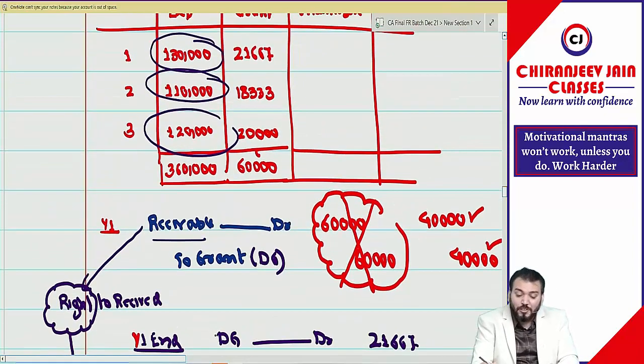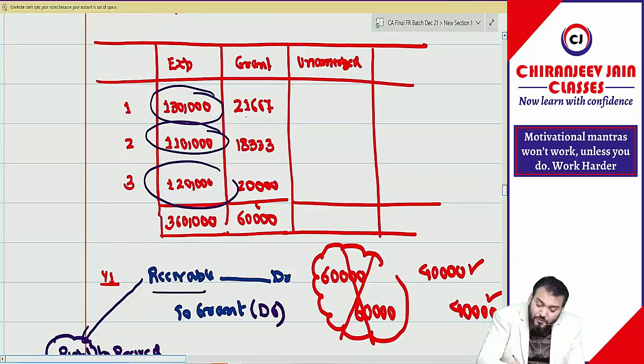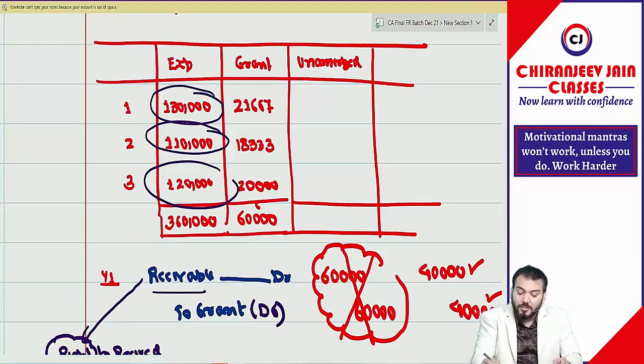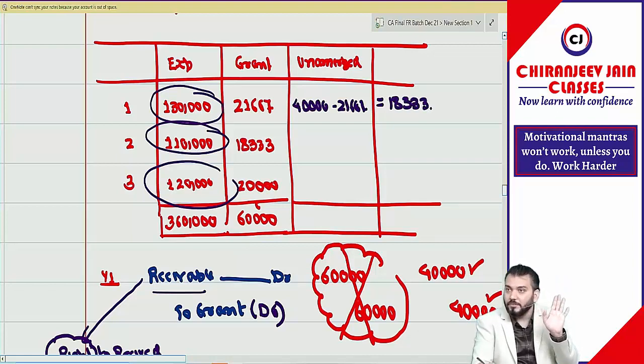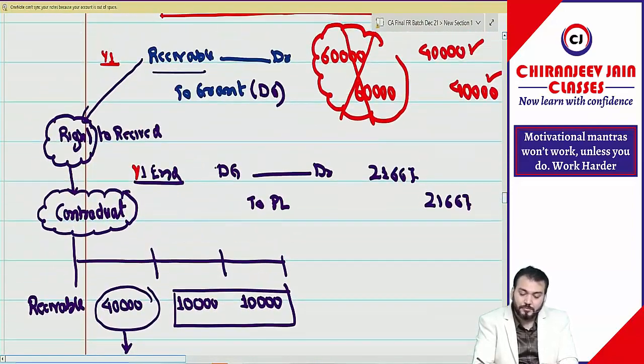So what is the unamortized balance of grant? It is 60 minus 21, 40 minus 21. Have you understood my emotions? So it will be 40,000 minus what? 21,667. That is equal to what? 18,333. Got it? Understood? Correct. Have you understood these two journal entries?